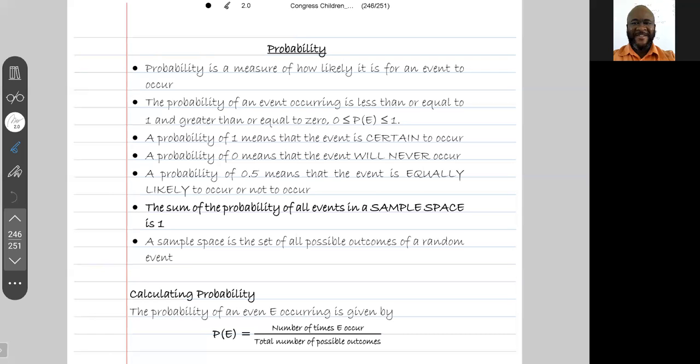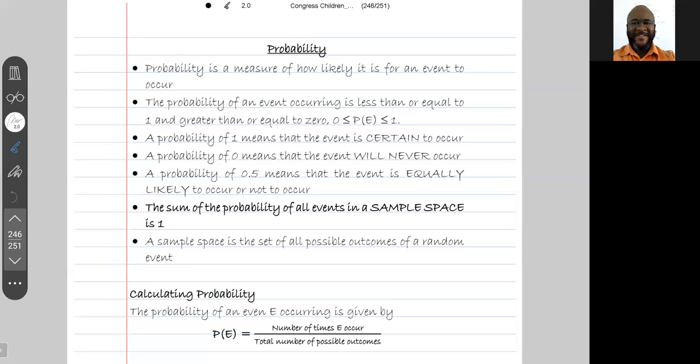Guys, the sum of the probability of all events in a sample space is one. A sample space is the set of all possible outcomes of a random event. So if I flip a coin, there are only two possible outcomes. I could either get a head or a tail. The probability of getting a head is a half. The probability of getting a tail is a half. A half plus a half is one. So the sum of the probability of all events in a sample space is one.